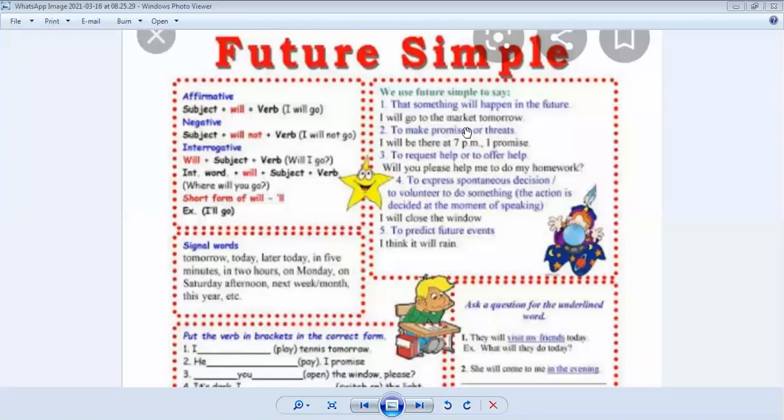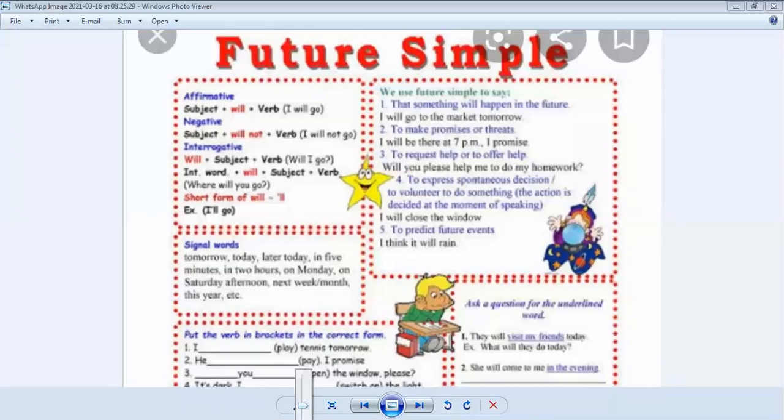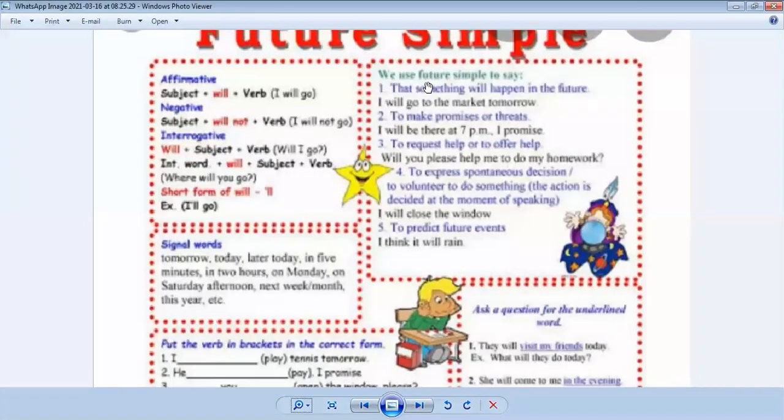Let's first see and talk about the usages, or when can I use the future simple tense. First, we use the future simple tense to talk about things that will happen in the future. For example, I will go to the market tomorrow. Tomorrow is something that's going to happen in the future. So I'm going to use will before the verb.